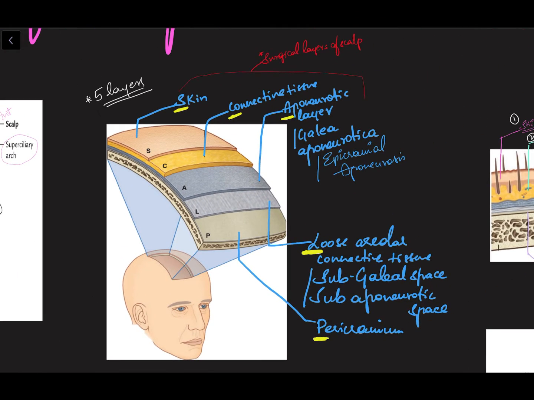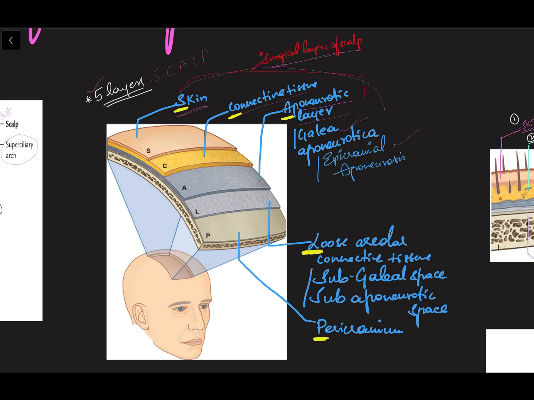Now there are 5 layers of the scalp, which you can remember with the name itself, SCALP, right? S is nothing but the skin, C is the connective tissue, A is the aponeurotic layer, which is also called the galea aponeurotica, or epicranial aponeurosis. These first 3 layers, skin, connective tissue, and aponeurotic layer, are called the surgical layers of the scalp. Why? Because these 3 layers are pretty much attached with each other and they cannot be separated, right? That's why they are called the surgical layers of the scalp.